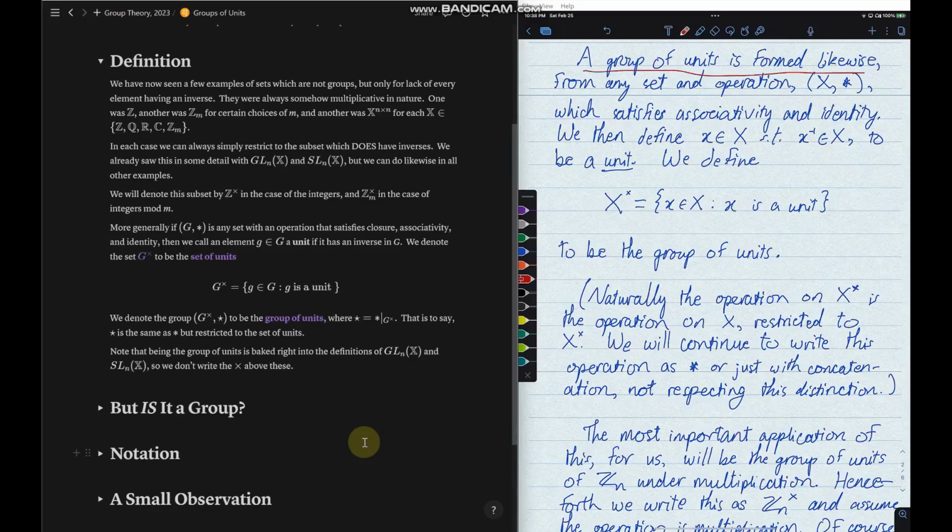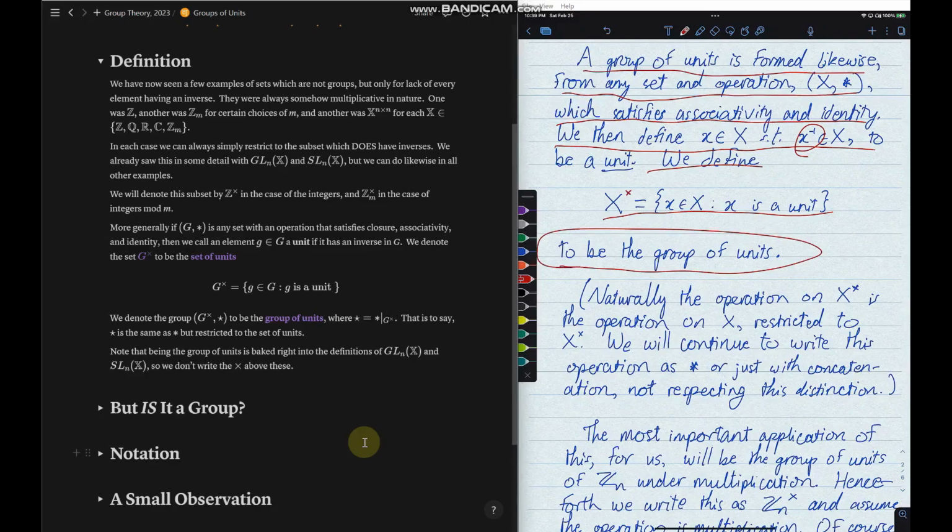A group of units is formed likewise from any set and operation X and asterisk, which satisfies associativity and identity. We then define an element x in X such that x inverse is an element of X to be a unit, right? So what that is saying is that something is a unit if it has an inverse in the set. So units are things with inverses. We then define X cross, this cross symbol, to mean the set of all units in X. And this will be the group of units.